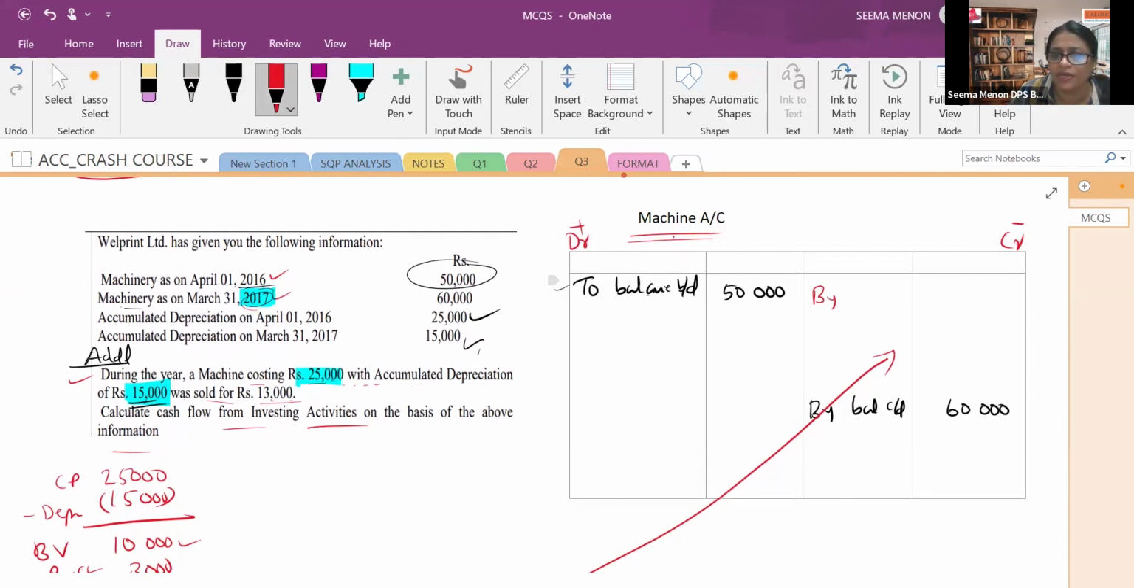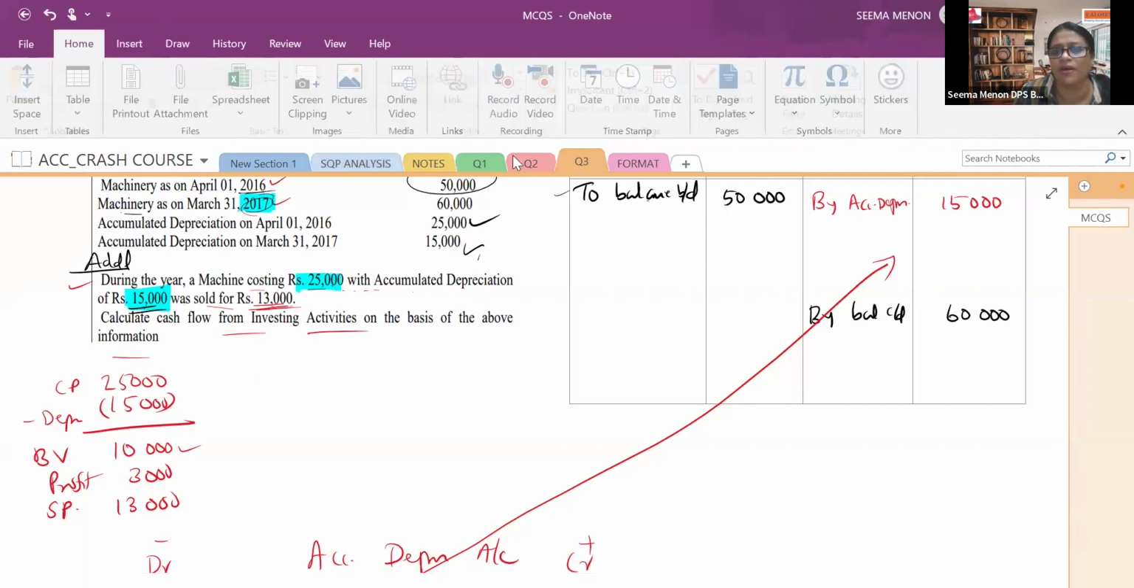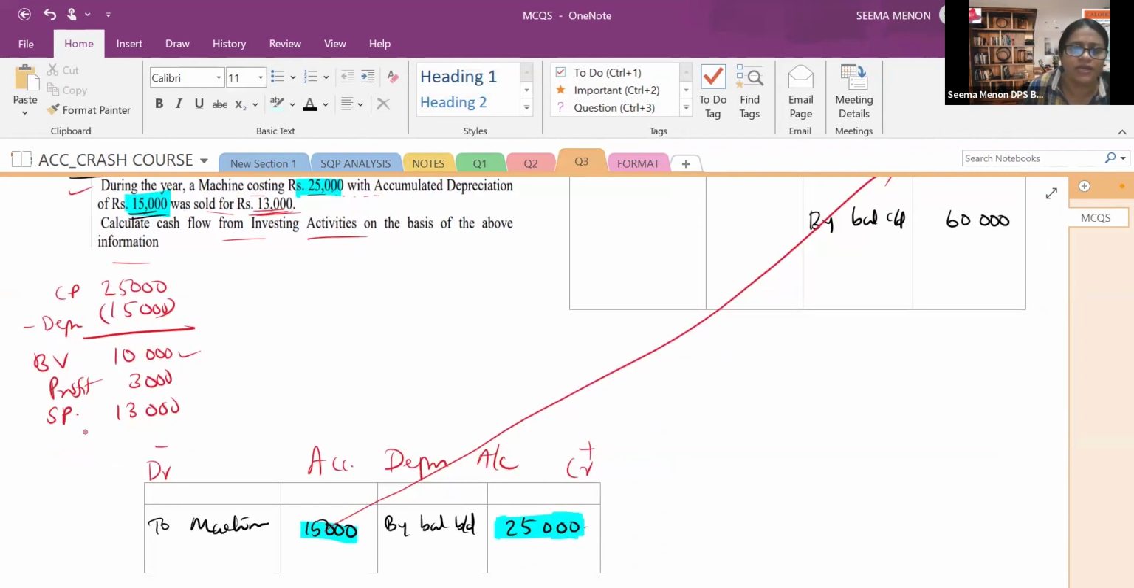So here you are writing 'By accumulated depreciation'. Till now, how much depreciation you charged for the machine which you sold. I hope you are clear with this. Now, after that, the machine was sold for rupees 13,000. Whenever a machine is sold, our machine account will be reduced. But while we sell the machine, what do we get? The cash. So you can write either by cash or by bank. Normally, the purchase and sale of machines or assets is through cheque payment, so we normally write by bank. That is 13,000.